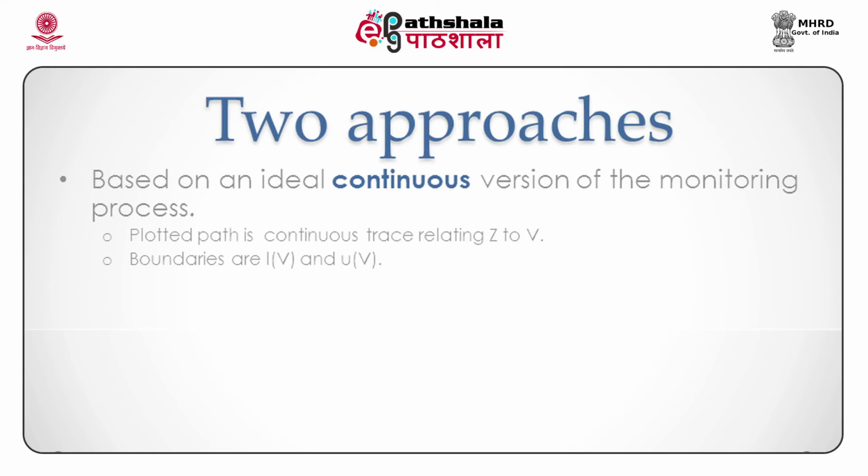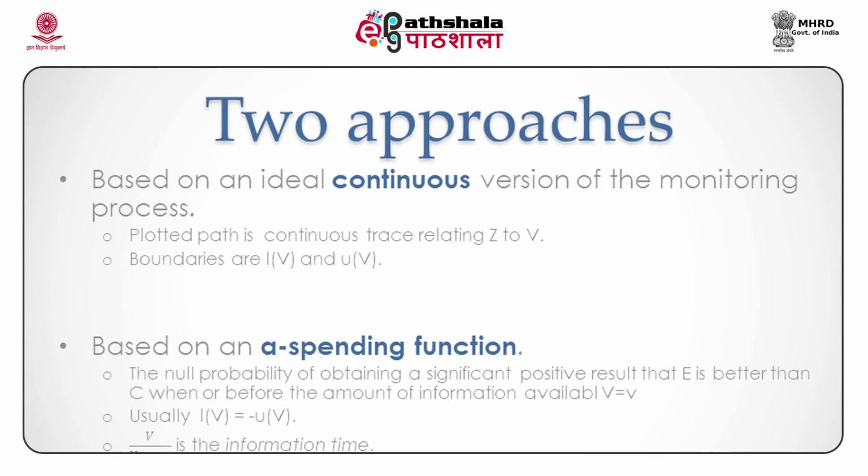Then continuous stopping boundaries, which are L as a function of v, L(v), and u as a function of v, U(v), are constructed. Now boundaries are chosen which have simple mathematical properties and usually satisfy some kind of optimality criterion. The second is based on the concept of an alpha spending function. The alpha spending function relates the null probability of obtaining a significant positive result, that E is better than C, when or before the amount of information available reaches the value capital V equal to small v.